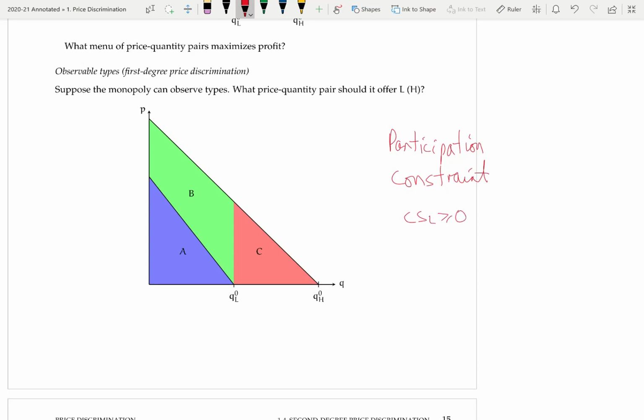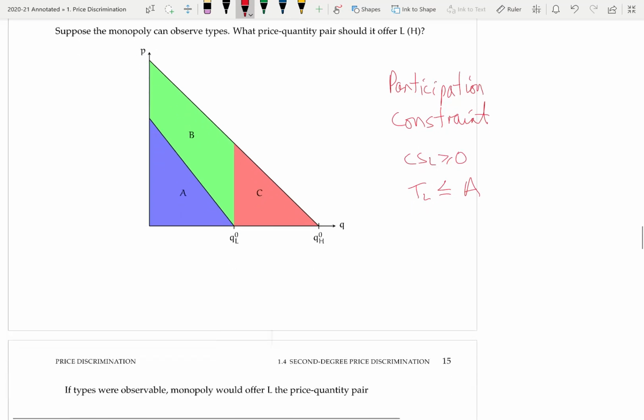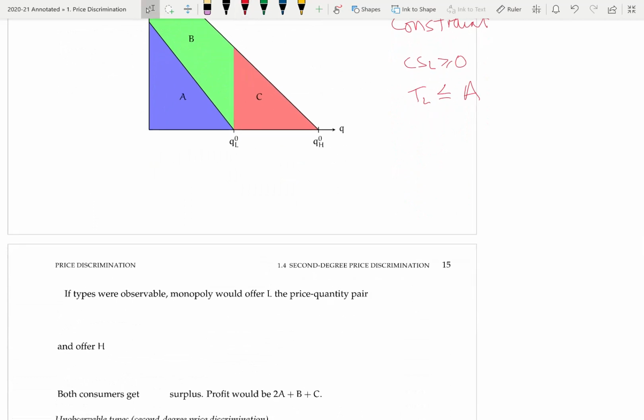So we need the price for this many units to be less than or equal to what the consumer is willing to pay, which is just A. So we need the total outlay, the price in the price quantity pair, to be less than or equal to the willingness to pay, which is A. And optimally, the monopolist will choose to make that equal to A, because it wants to make the price as high as possible. So we found that the monopolist should offer L the price quantity pair TL, QL, where TL is equal to A, the price is equal to A, and the quantity is equal to Q0L.